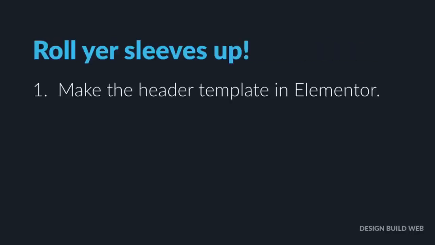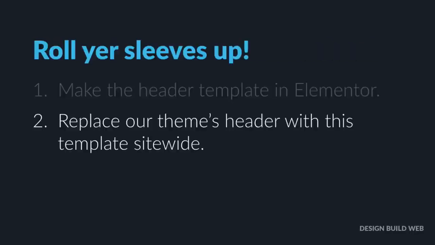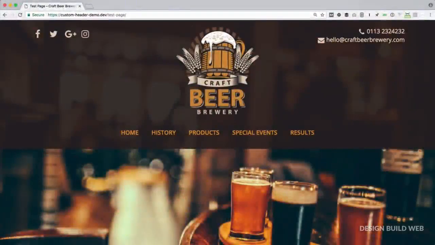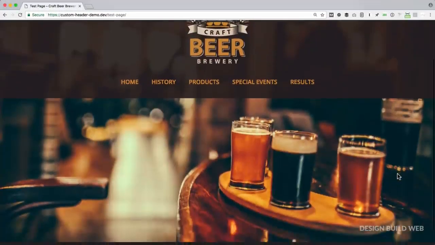So we'll first make the header in Elementor, and then we'll add it to the site, replacing our theme's header. Now this will all be achieved with the free version of Elementor and free Elementor add-ons, but depending on the route you go, you may need some paid add-ons for your theme. Now there's no one way to make the header template itself, so I'll show you some of the various options I think you have so you can choose the best one for you. So here's the header we'll be making today, because, well, beer.